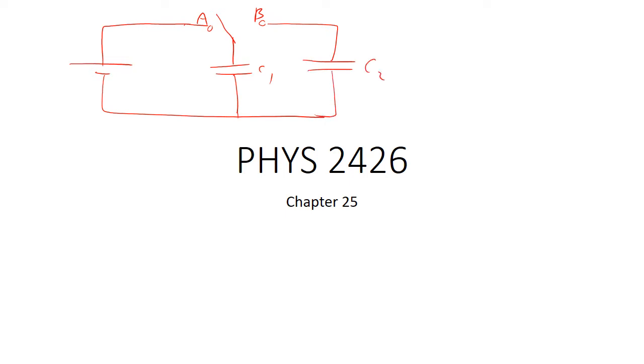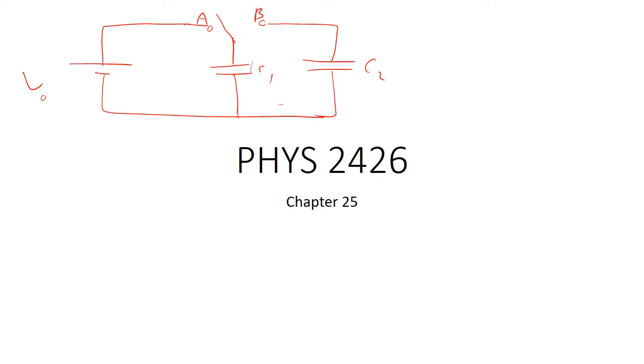When the switch is in position A, this is one circuit and capacitor 2 is not connected. When the switch is moved to position B, this is a circuit right there, but the battery is not connected. So this switch allows us to go back and forth between two different things.